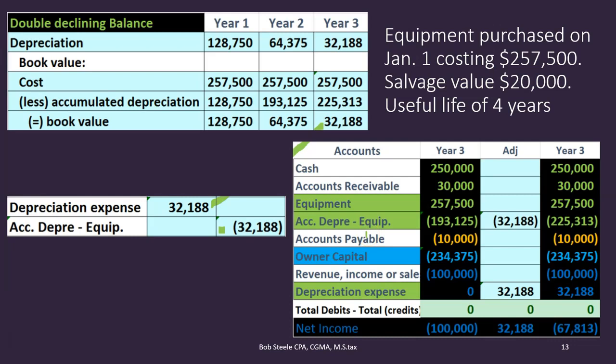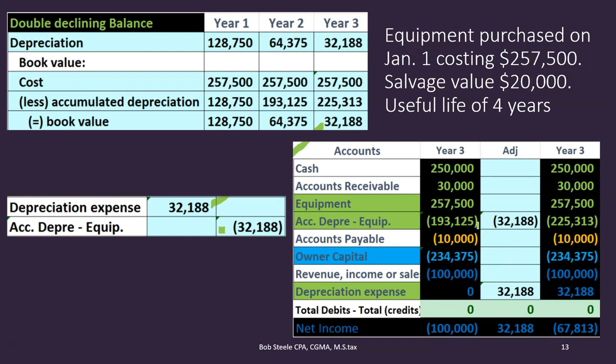If we post that, then we can see the depreciation goes from 0 up in the debit direction to a debit of 32,188. What does that do to net income? Brings it down. 100,000 revenue less the only expense that we are looking at in this case, depreciation expense being 32,188, bringing net income down to 67,813. Once again, this is revenue. The revenue is good. The revenue has a credit balance minus the debit gives us the 67,813.